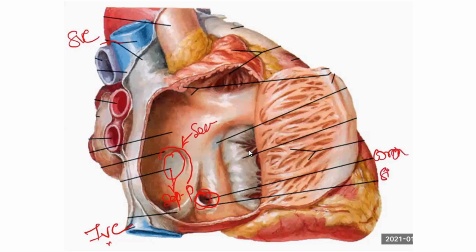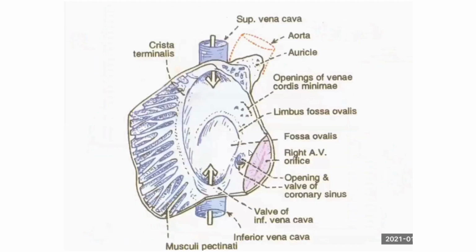The valve guarding the coronary sinus is called the Thebesian valve. There should not be any backflow of blood once it has reached the heart, right? That is prevented by a valve at the opening of the coronary sinus, called the Thebesian valve.